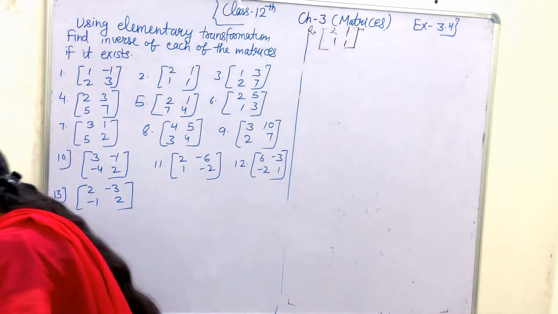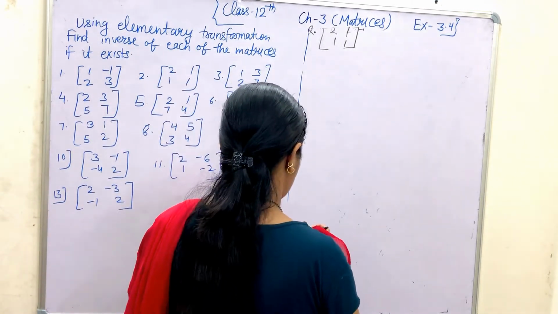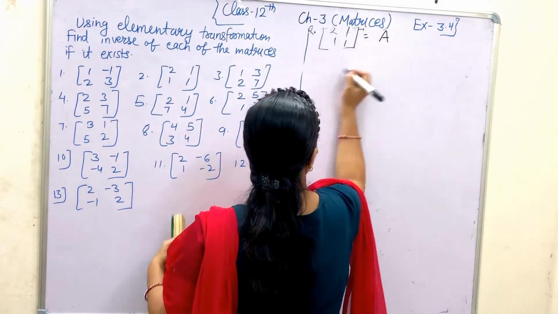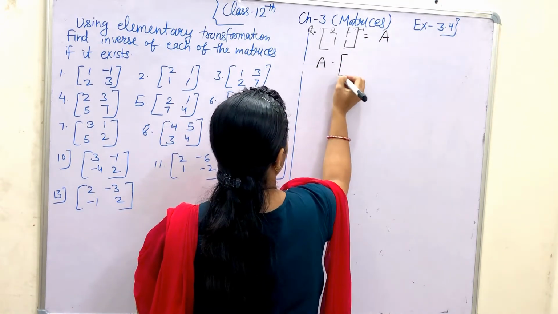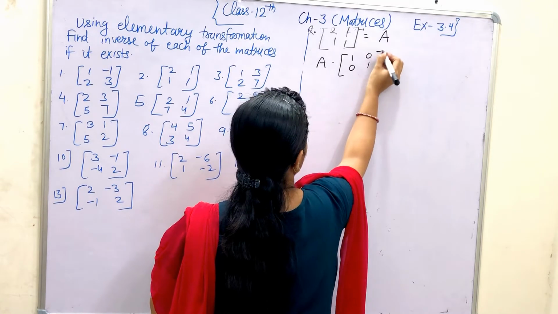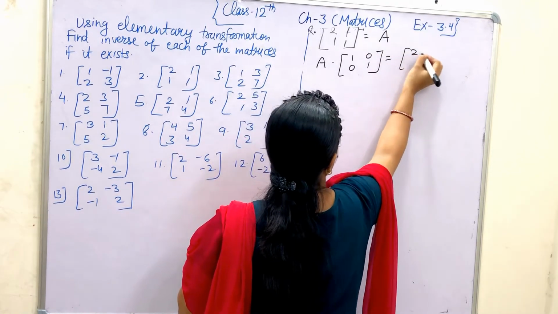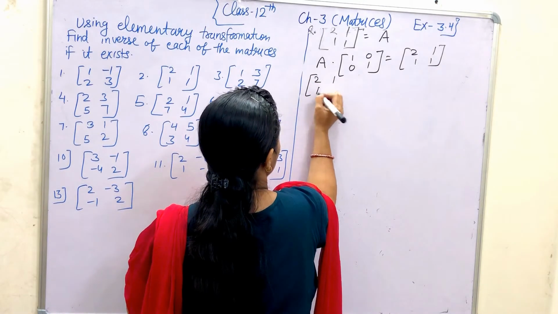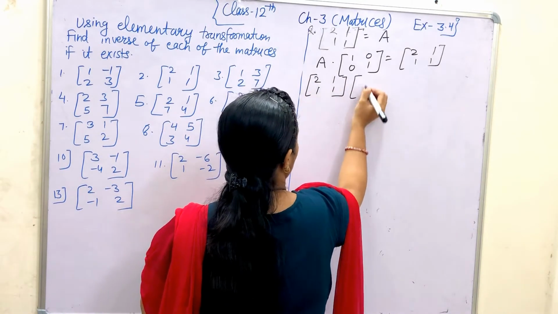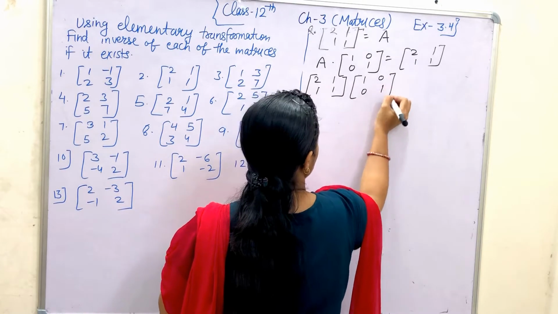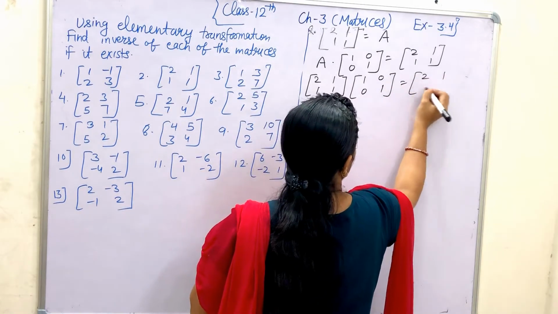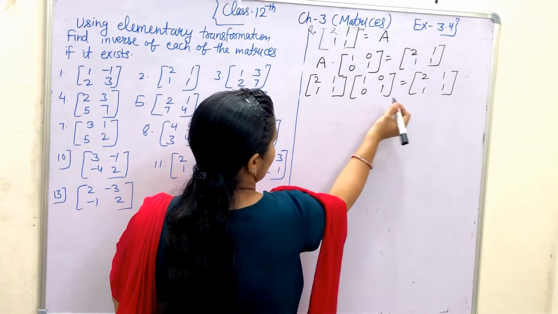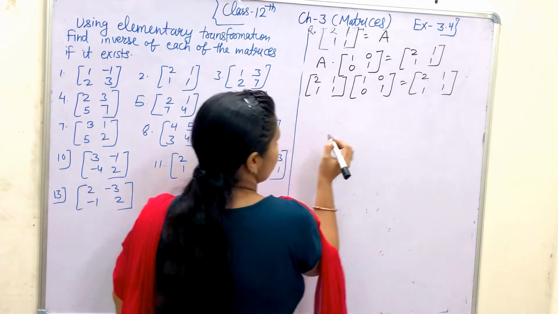Now this is our A matrix. A into identity, 1, 0, 0, 1, equal to our A matrix 2, 1, 1, 1. The A matrix is 2, 1, 1, 1, and the identity is 1, 0, 0, 1. Now we change it, since we know that the first element should be 1.